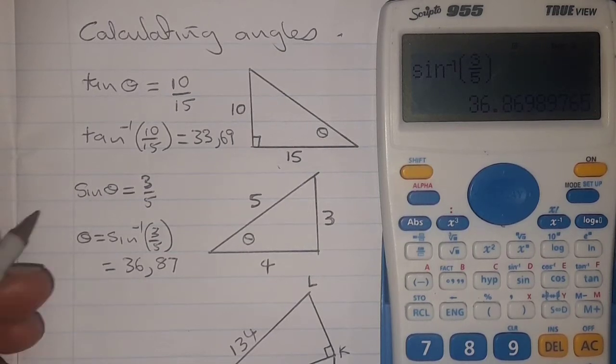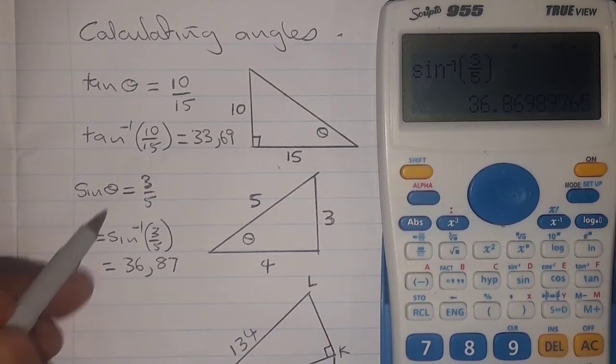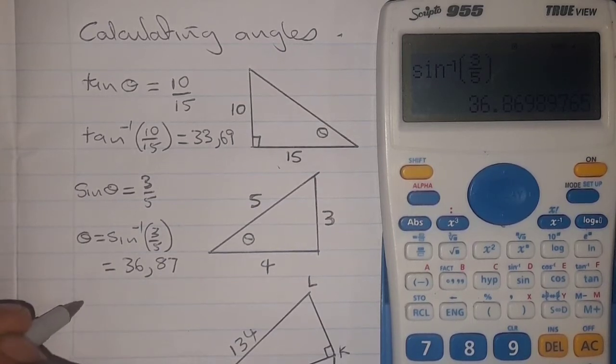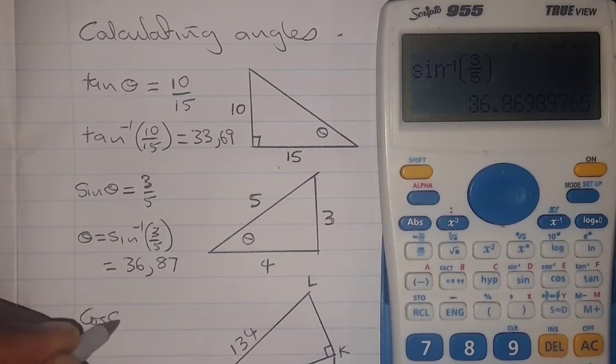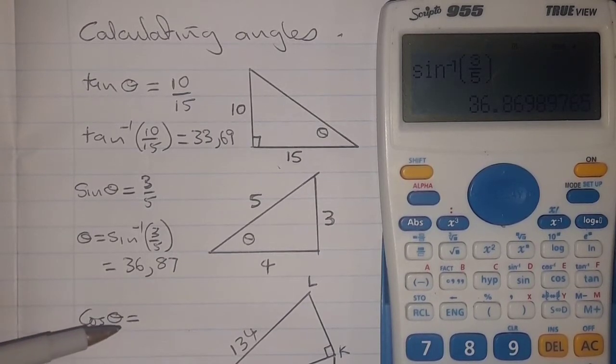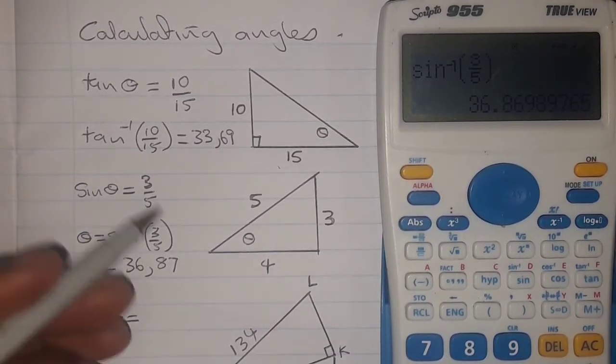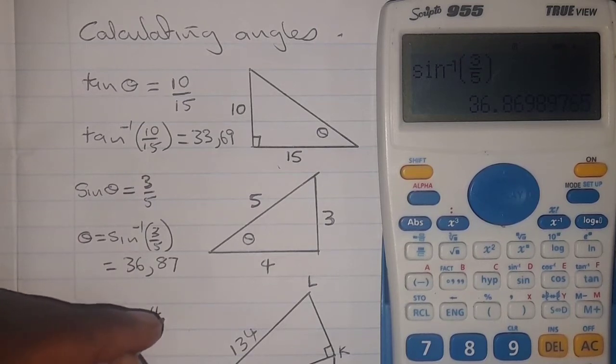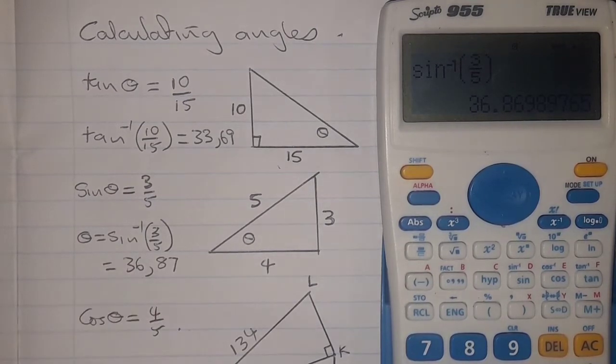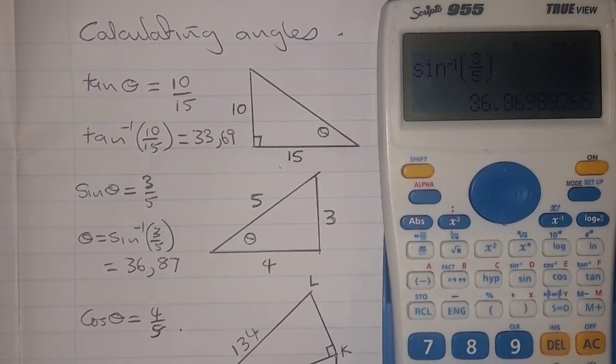We could also use cos. So if we say cos theta is equal to adjacent over hypotenuse, right? So this is adjacent divided by the hypotenuse, that is 4 over 5.